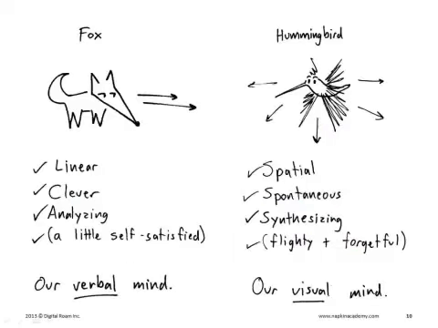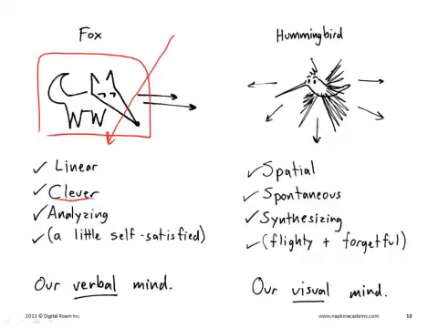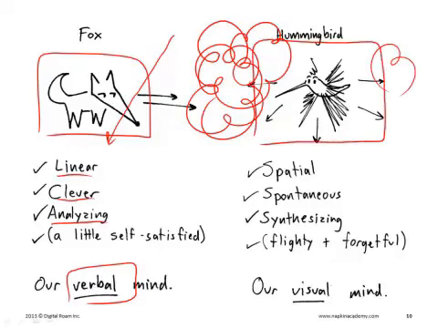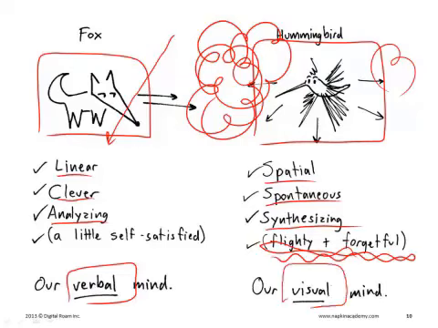So what we've talked about is the fact that when we're doing our written documentation, we're in our fox mode, our fox mind, a very clever mind, very linear, very analytic. This is our verbal mind. When we're letting our mind just sort of ramble around and look at pictures and try to imagine what's the connection between things, now we're in hummingbird mode, which is much more spatial, more spontaneous, more synthetic, but also very hard to grab onto. And this is our visual mind.